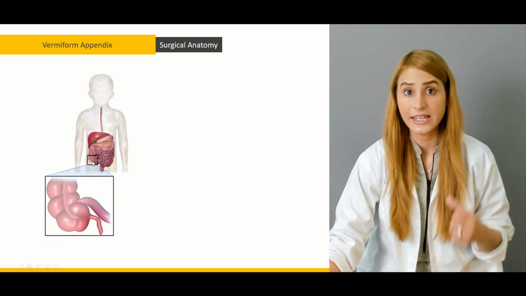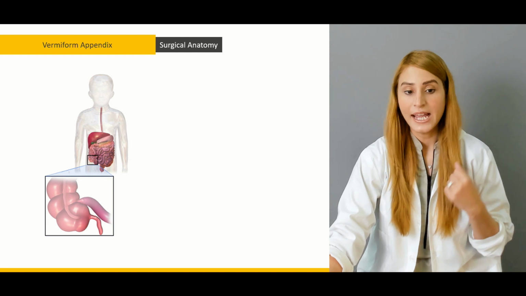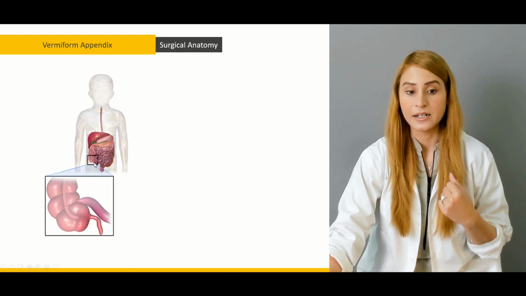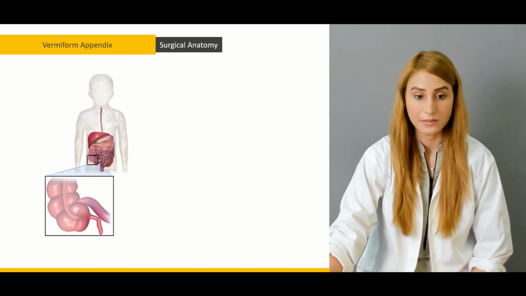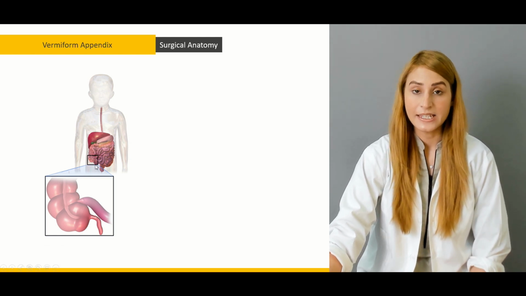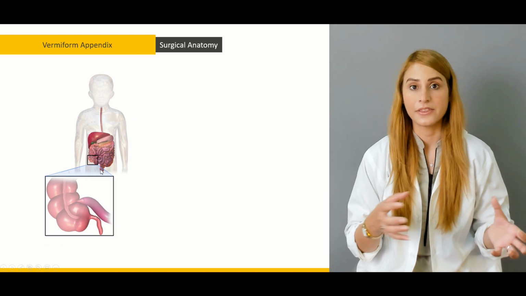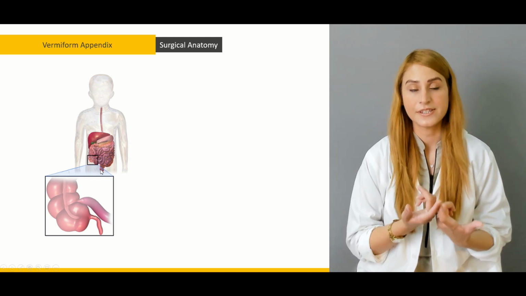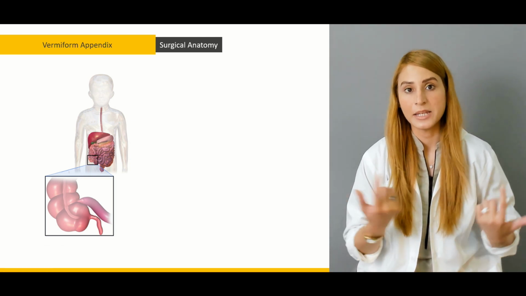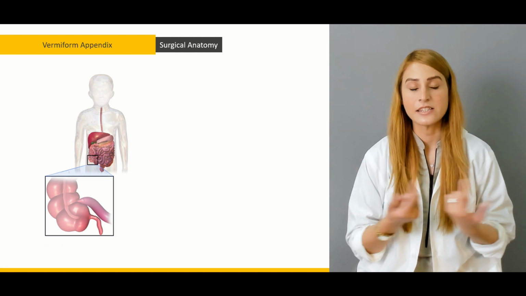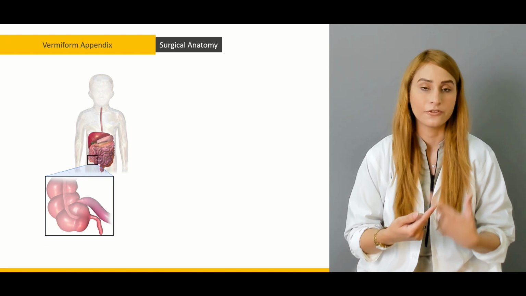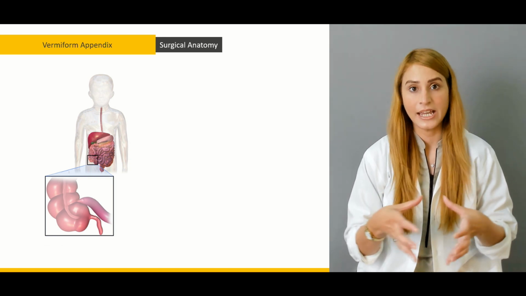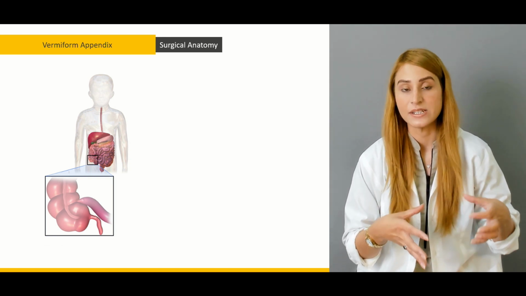Talking about the surgical anatomy, you can see here in the picture that it is located in the right iliac fossa, on the anti-mesenteric border of the cecum, right? You can see here this is the cecum, and the three tinea coli of the cecum meet each other and combine at a point. That's called the confluence.